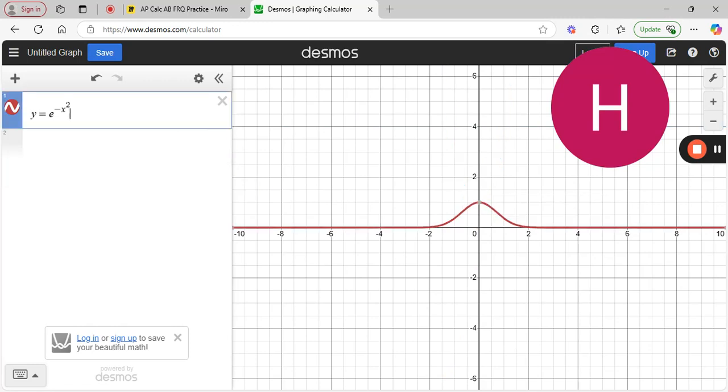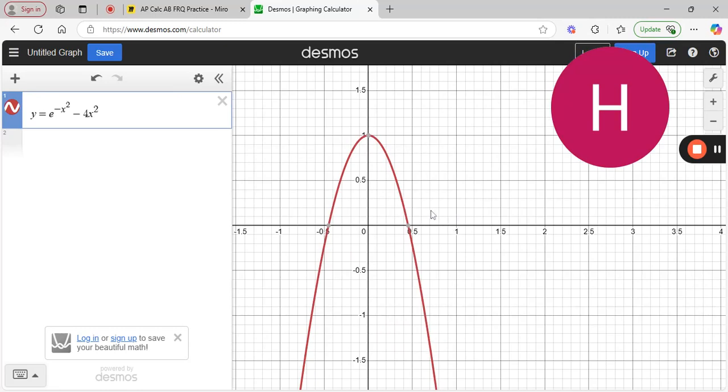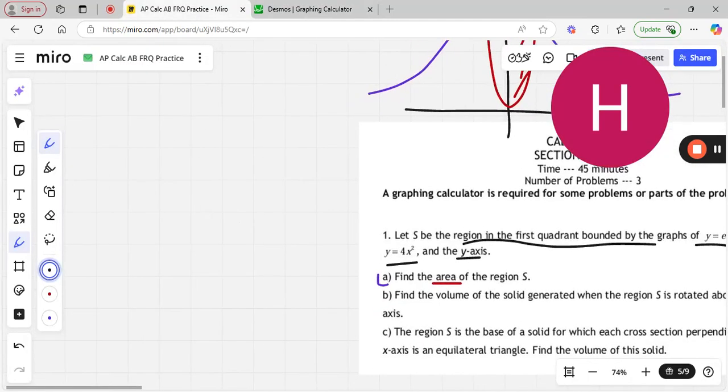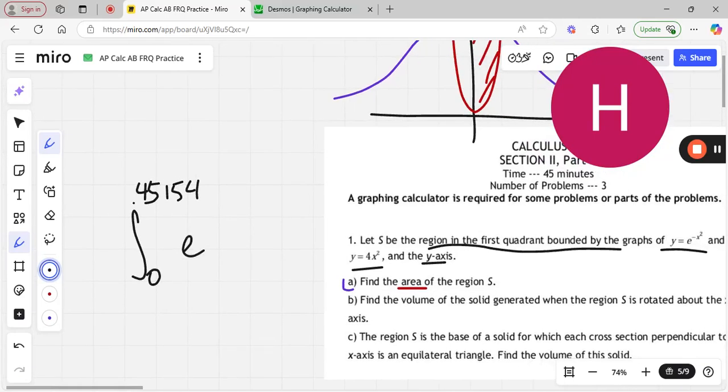What I prefer to do sometimes is subtract the two. Then you still get the same x value, but it's at a 0. So literally the difference is 0. They have no difference, and if they have no difference, they are equal in value. So this happens at 0.45154, which means we're going to need to set up an integral from 0 to 0.45154. Top function minus bottom function, which you'll notice I kind of already did, e to the negative x squared minus 4x squared.